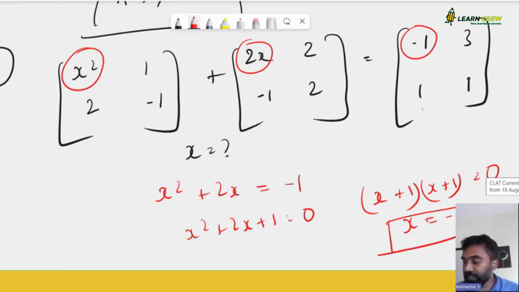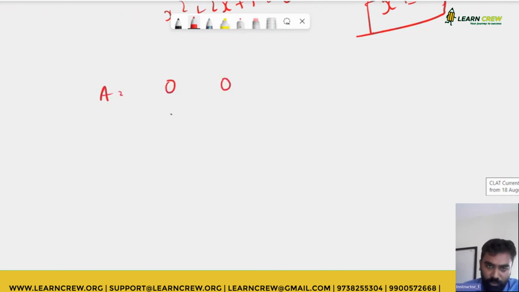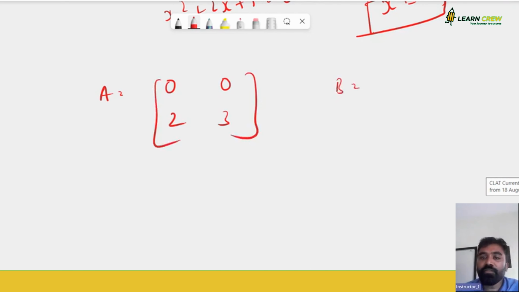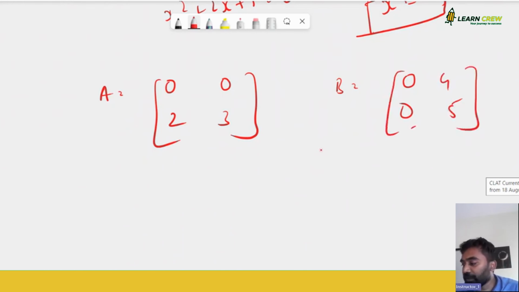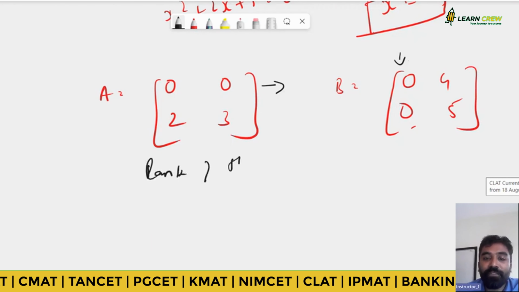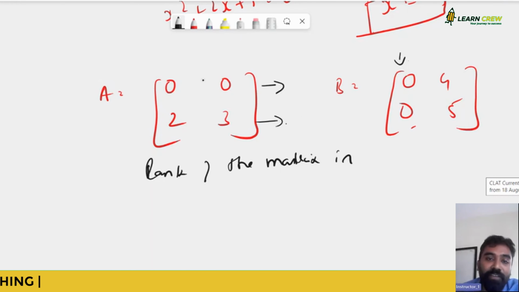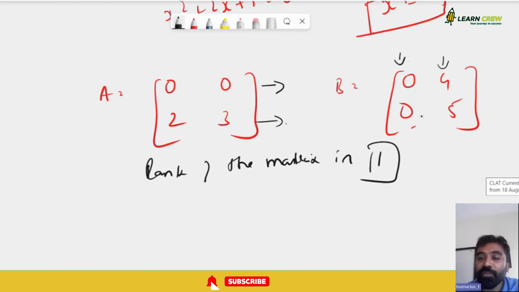Now, we need to understand certain rules of determinants also. Before that, let me put up an example here. A is equal to 0, 0, 2, 3. In another case, B is equal to 0, 0, 4, 5, 0, 0, 4. Whenever all the elements of a particular row or column are 0, the rank of the matrix is the number of remaining rows. So remaining rows are 1, and the rank of the matrix is going to be 1. In the case of the B matrix also, the rank is going to be the same.